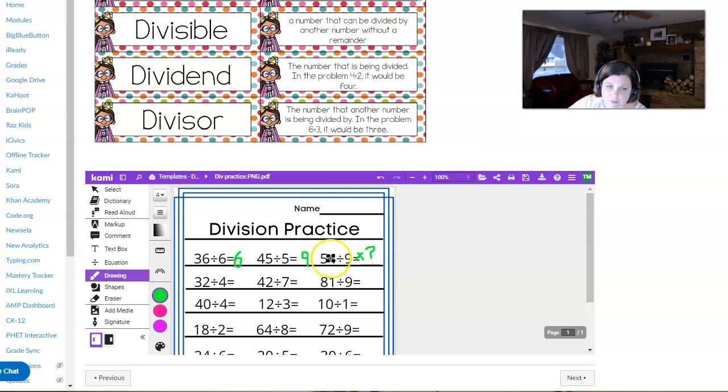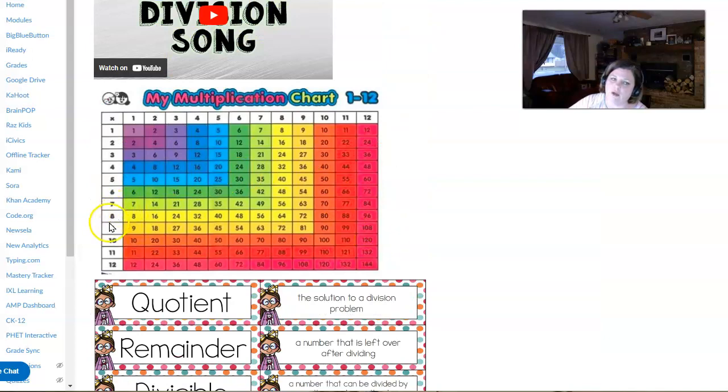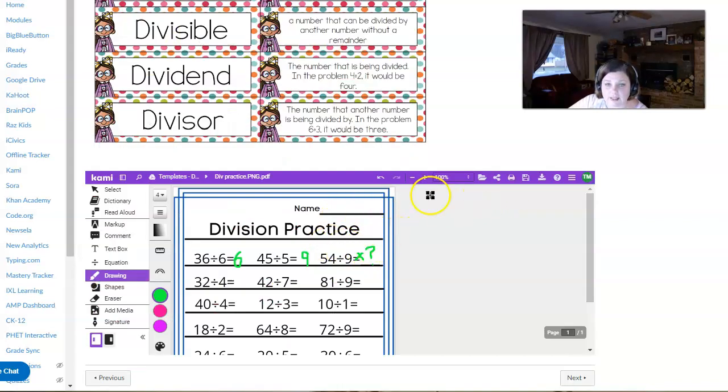So to find 54 divided by 9, I'm thinking of 54 divided up into 9 groups. How many would be in each group? 9 times what is 54? I'm going to scroll on over until I find the 54. Aha, there it is. So 9 times 6 is 54. That also means that 54 divided by 9 is going to be 6.